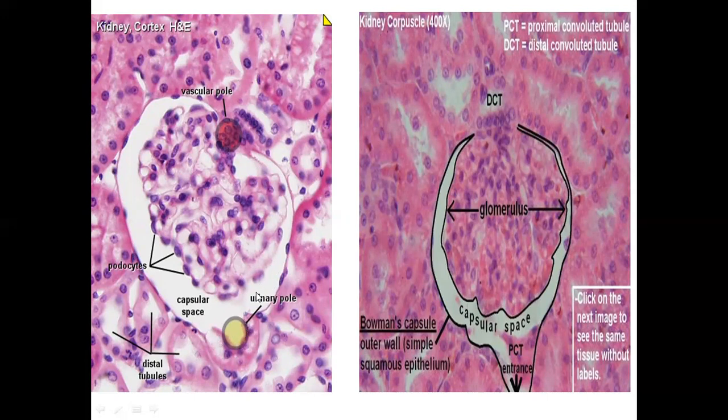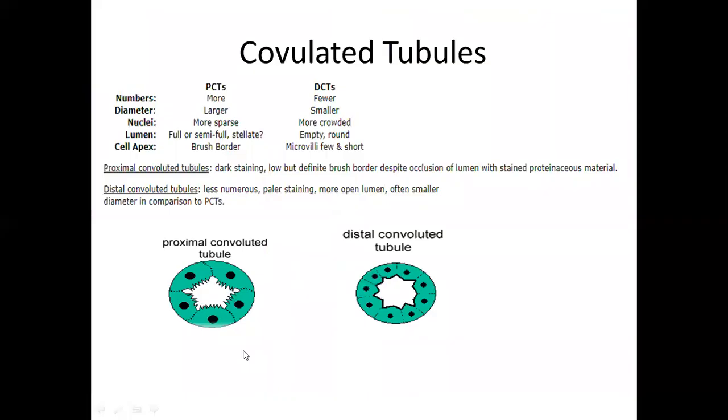where this capsular space opens and the filtrate reaches. If we look at the cortical component of the tubules, which are proximal convoluted tubules and distal convoluted tubules, this is a very brief summary of the two structures. A question can be asked in this way, as comparative structures.